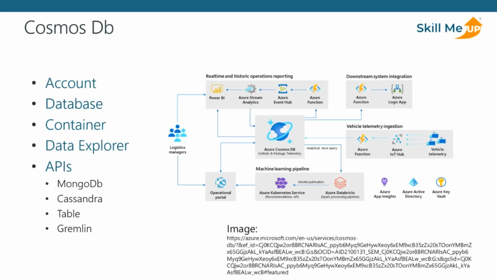And there are additional APIs that you could use with NoSQL Cosmos DB. So they have APIs for MongoDB, Cassandra, a Table storage API, and also Gremlin for graph databases. So you can see there's quite a bit of flexibility with what Cosmos can do for you.